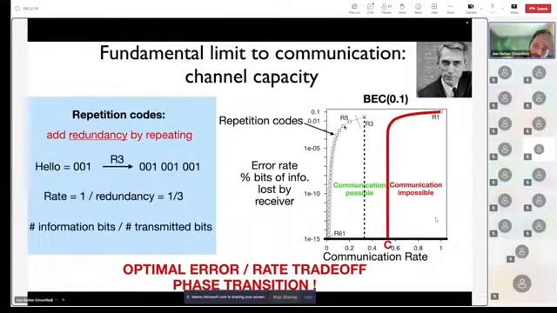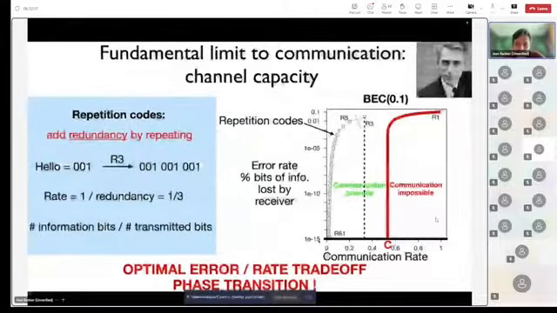And of course, the more you repeat, this is R5, where you repeat 5 times, the more you can decrease the probability of losing bits, the fraction of bits that will be erased. And if you repeat infinitely many times, 61 times, you can make this error very, very, very small, of course.